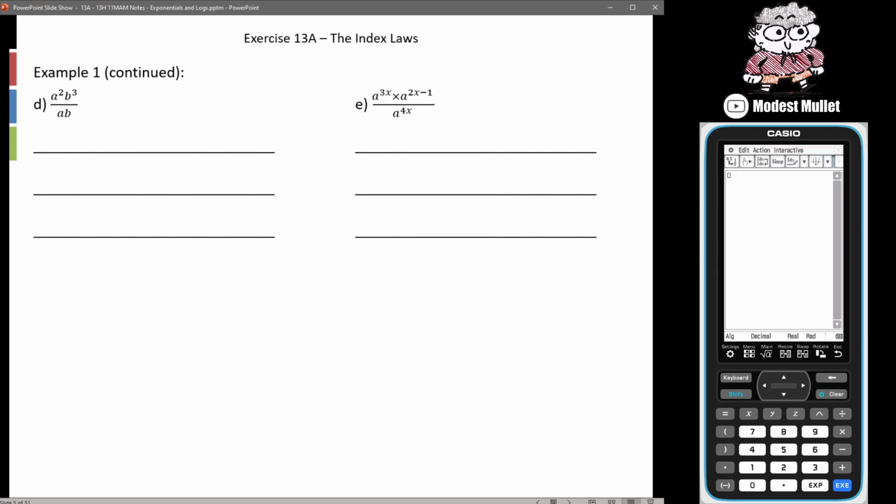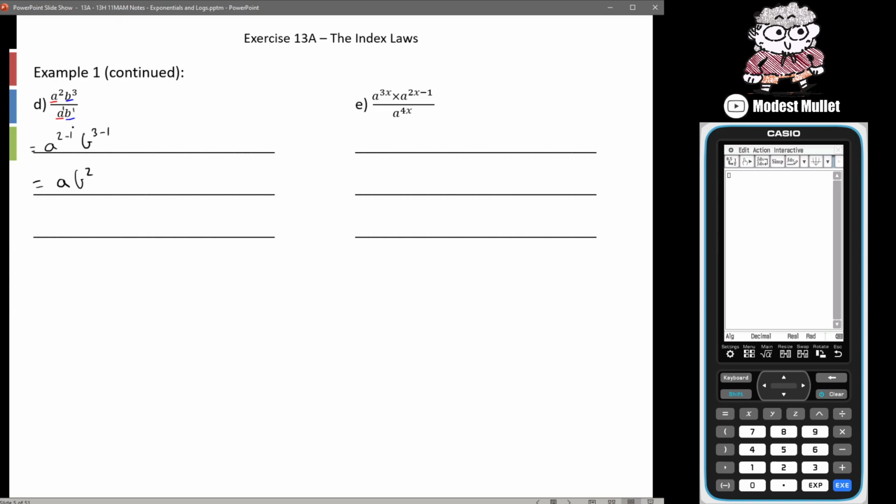These ones here, we are using index law 2, and same thing, we just want to look at the items with the same base. So we have A and A, we have B and B. Again, A by itself is technically A to the power of 1, B by itself is technically B to the power of 1. So A squared divided by A, we get A to the 2 take away 1. Then we have B cubed divided by B to the power of 1, so we get B to the 3 take away 1, which is equal to A B squared, or A to the power of 1 B squared, but we don't need to write the power of 1.